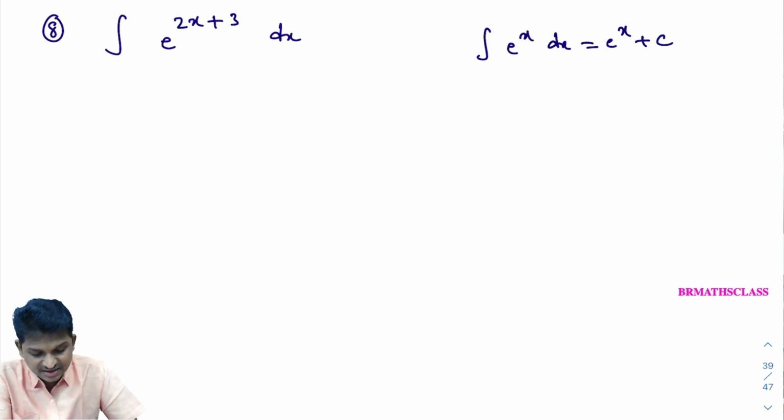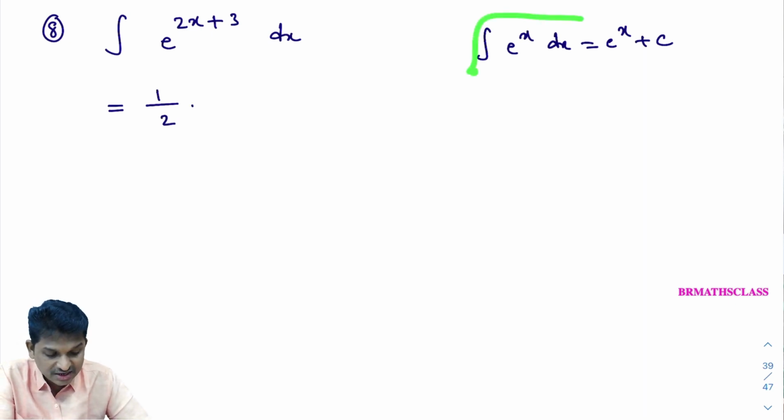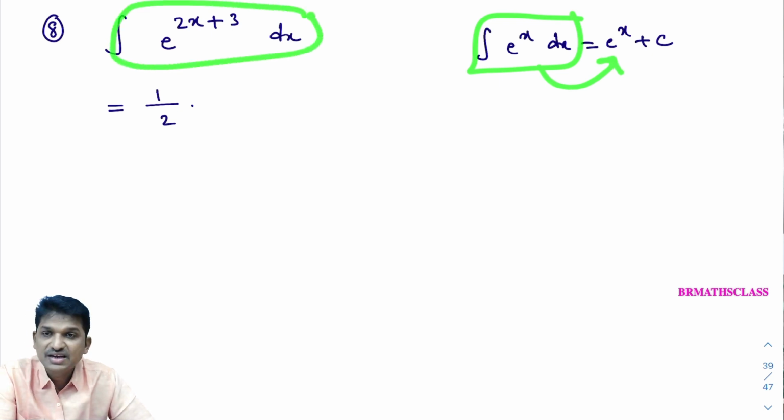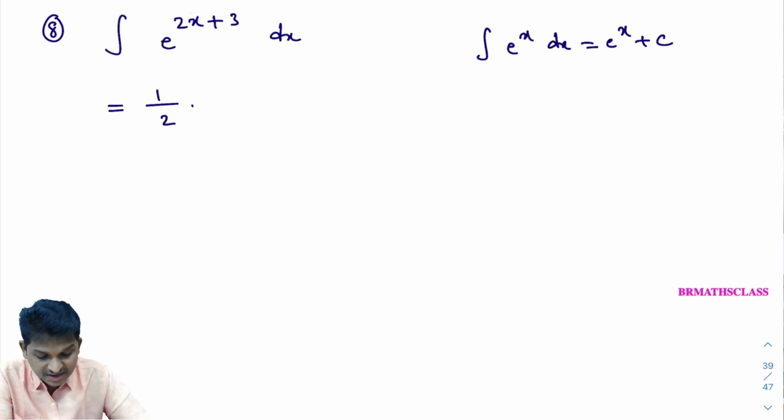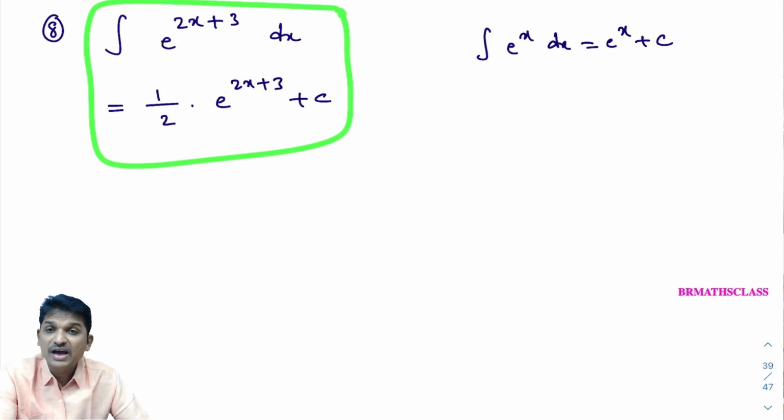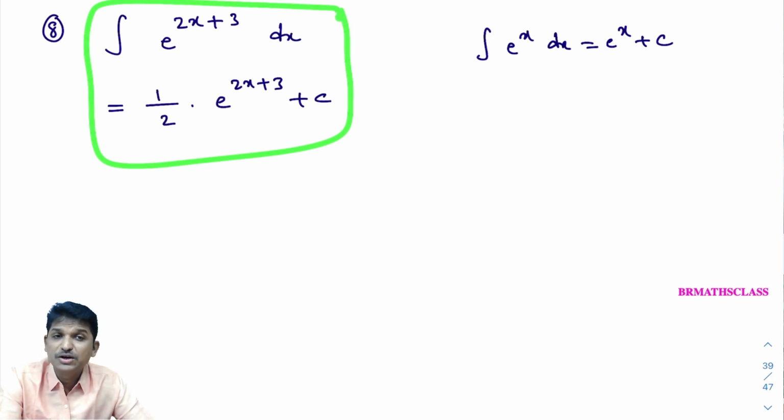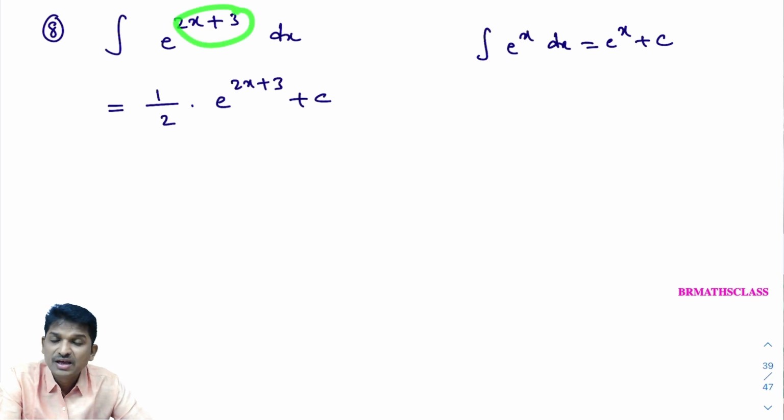How you will write this answer directly? Its answer starts with 1 by x coefficient. What is x coefficient? Look here, x coefficient is 2. 1 by 2 into, as you know, integral of e power x dx is e power x plus c. This we can write as integral of e power 2x plus 3. We will write it as 1 by 2 e power 2x plus 3 plus c. Single line answer. I can make it a little complicated by doing this by substitution method. I can take 2x plus 3 equal to t and differentiation.